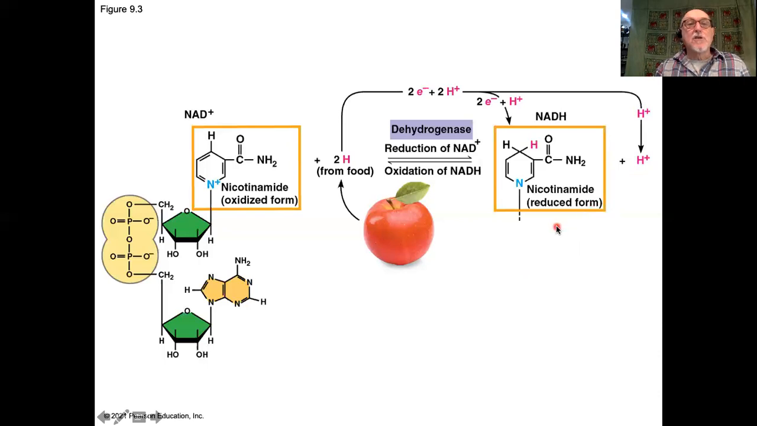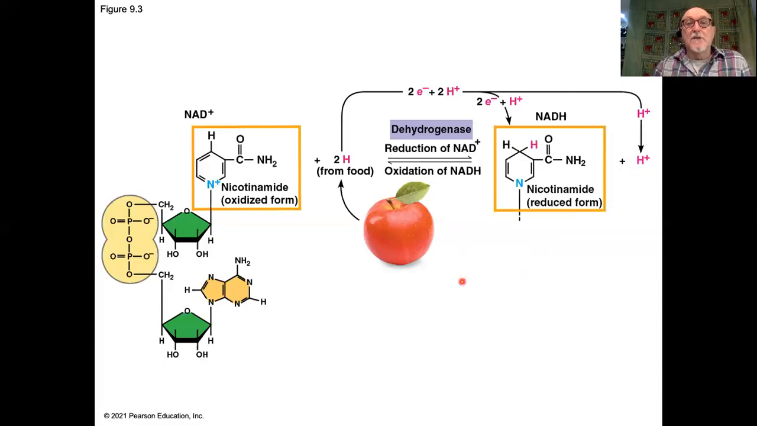And NADH is one of the most important electron shuttles in the cell. We're going to see NADH used over and over again. I should tell you, it's not only used in cellular respiration, it's used in other things as well. But we're going to watch it in particular as it's used in cellular respiration.